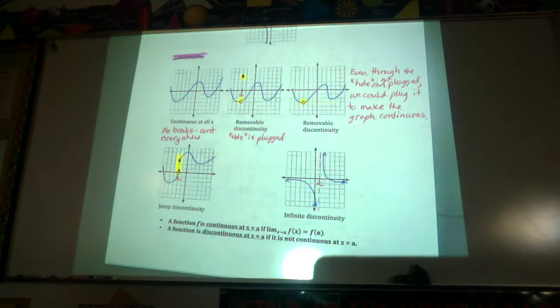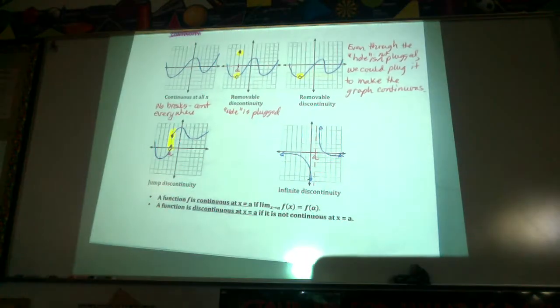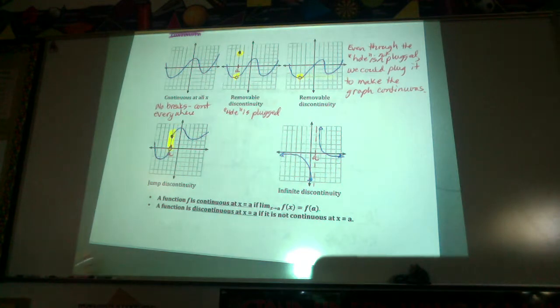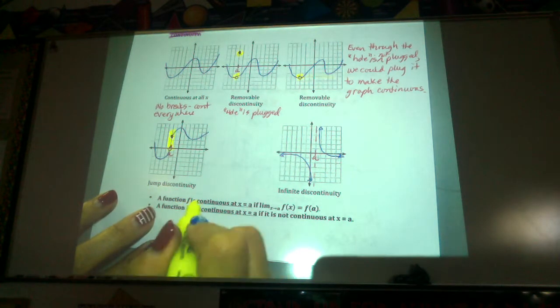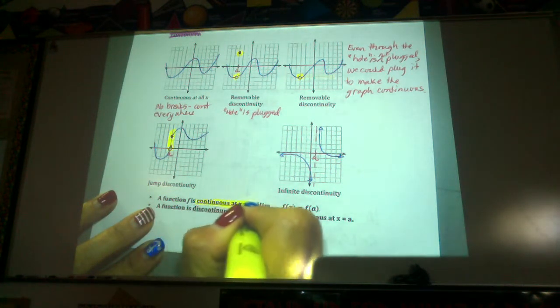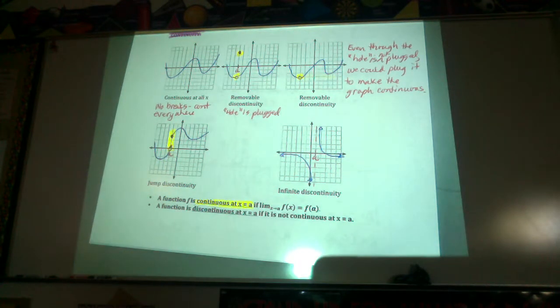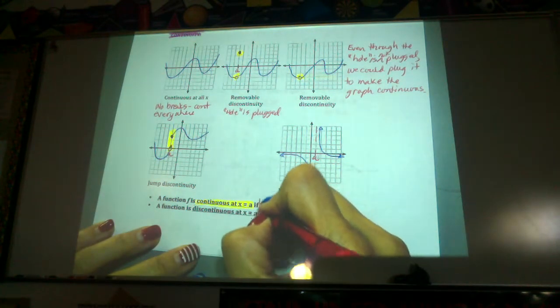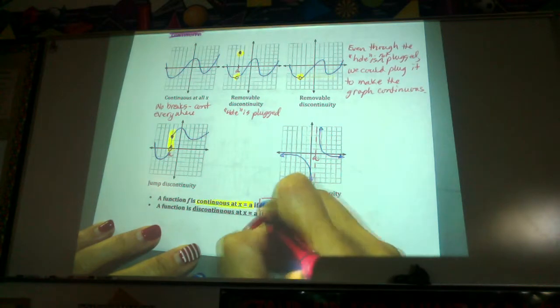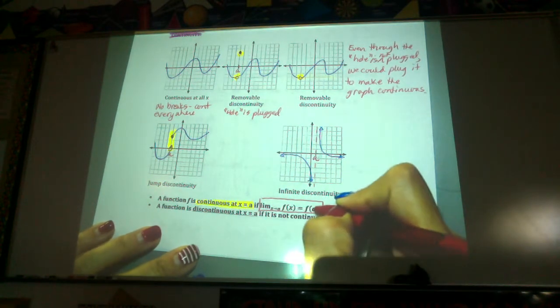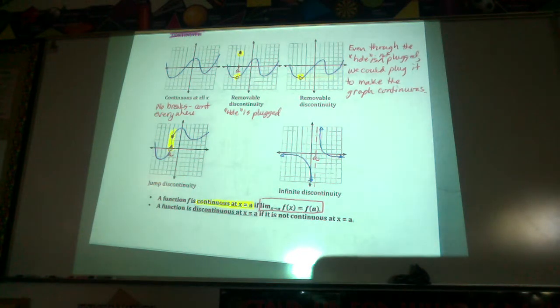So then let's look at some terminology. It's not going to mean a whole lot to you yet, but I wanted to introduce it to you so that it's not quite so horrific when we get to it. A function f is continuous at x equals a if, and here's the notation, if the limit as x approaches a of the function is exactly equal to the value of the function when a is plugged in.